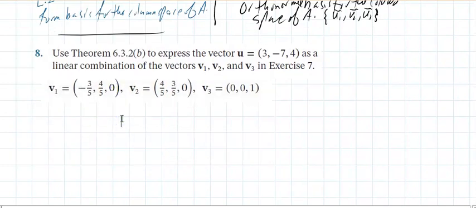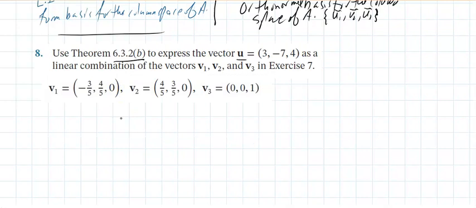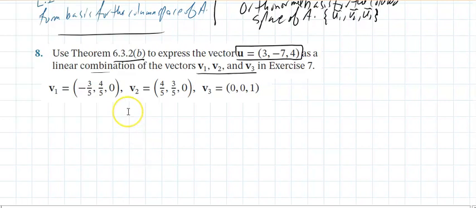Now, here it says use theorem 6.3.2 to express this vector U as a linear combination of vectors v1, v2, v3 that we just did in exercise 7. I copied what's in exercise 7. That will be these three vectors.